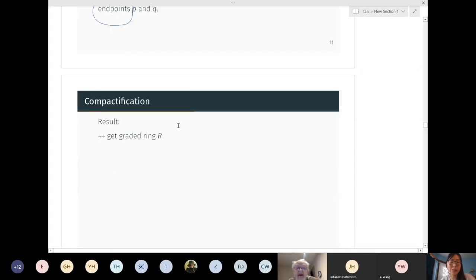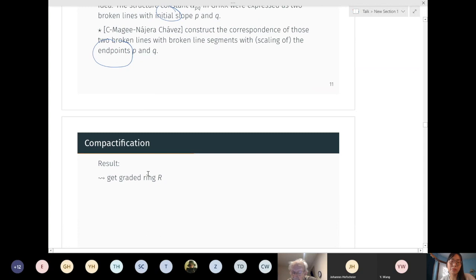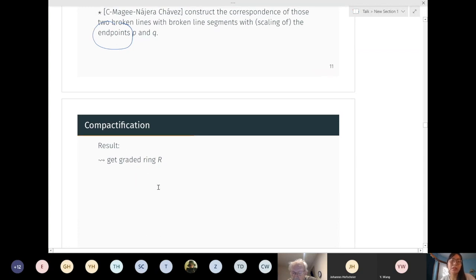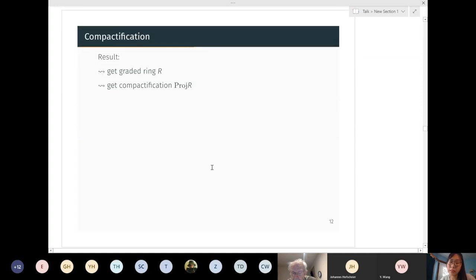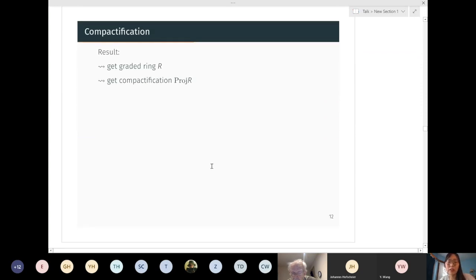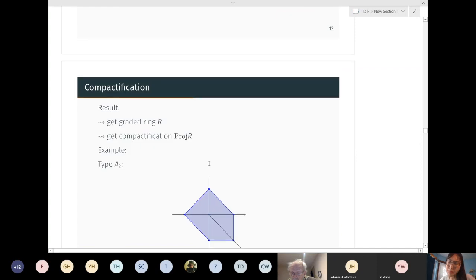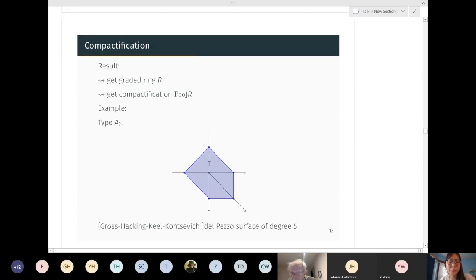So once we get this positive polytope, we can do the same thing. We get a graded ring, and then we take Proj, and this is the compactification of our cluster variety. And then let's move on to the example. This is the very first example that appeared in Gross-Hacking-Keel-Kontsevich, the A2 scattering diagram. I take the generator of the way, and if we draw it and check, it is immediately positive.